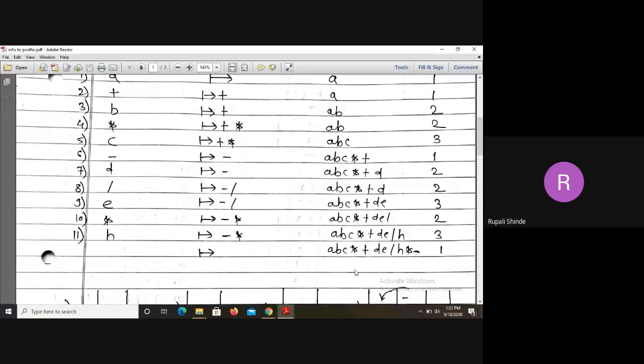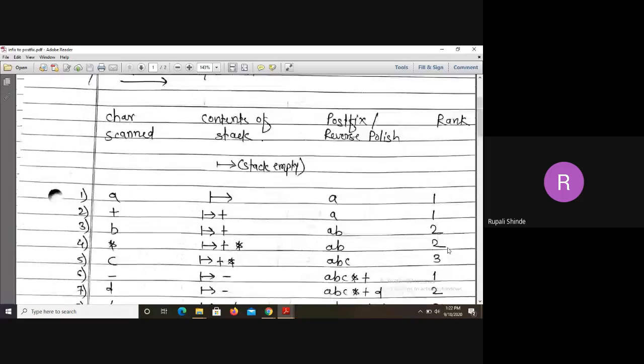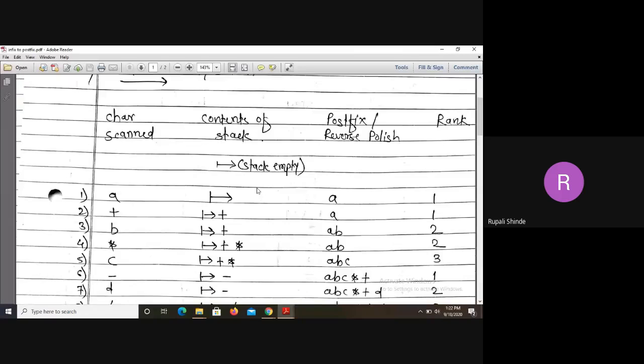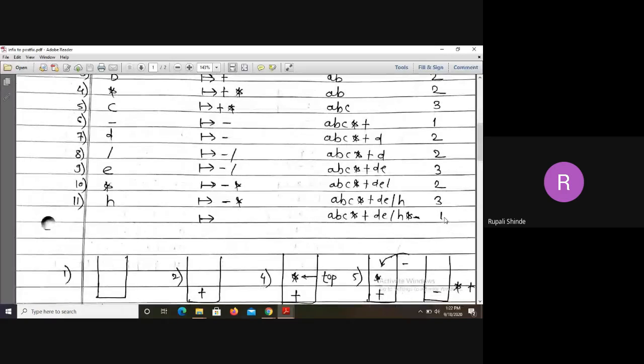Now check what is the rank for this expression. The number of symbols are 1, 2, 3, 4, 5, 6 minus 1, 2, 3, 4, 5. So 6 minus 5 is 1. Here we have converted this infix expression into postfix form and the rank of this expression is 1. That's why we can say that this is a well-formed formula.